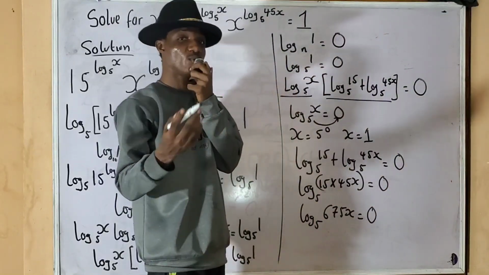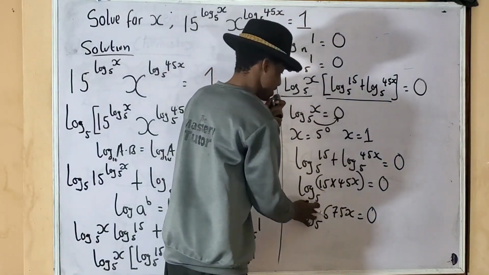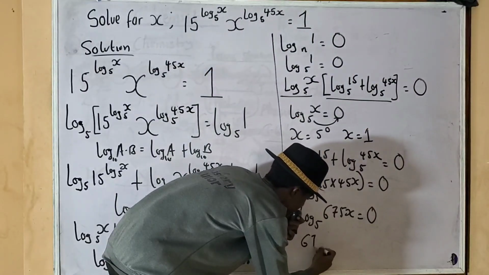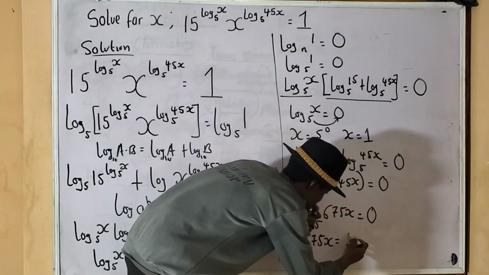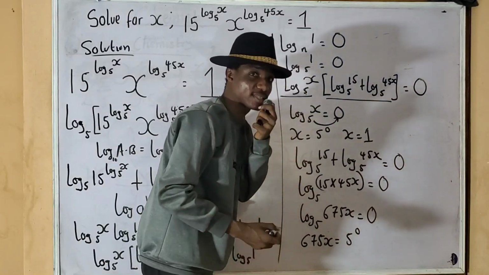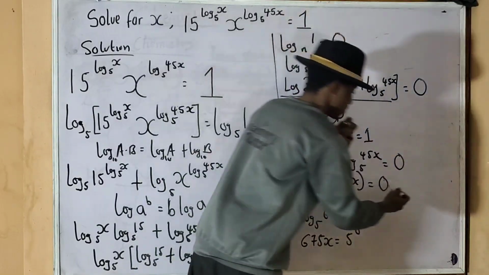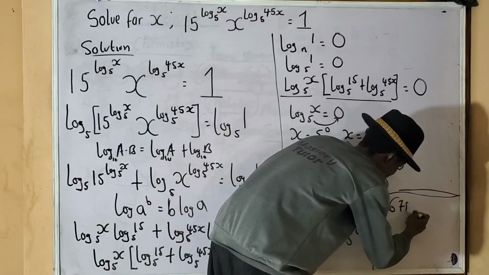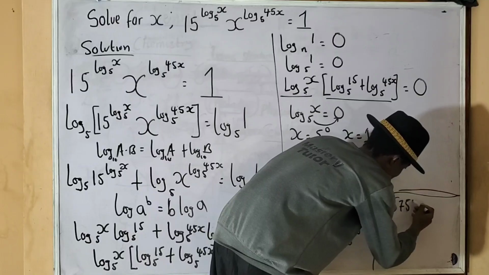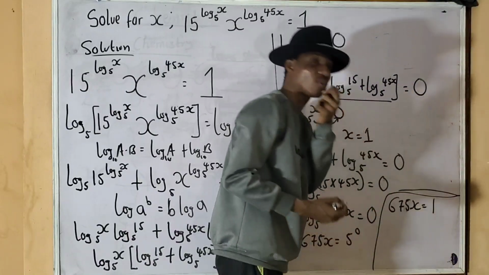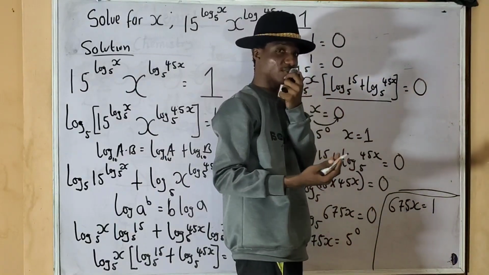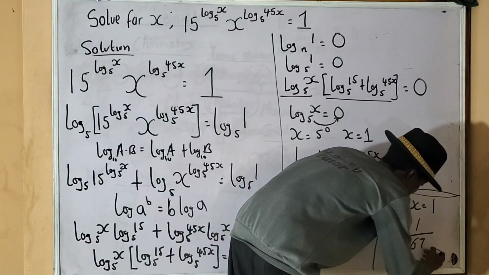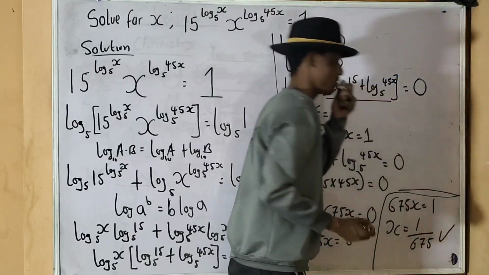Also, to get the value of x, I'm going to rewrite this in index form. So in index form, we're going to have 675x equals 5 raised to the power of 0, right? 5 raised to the power of 0 is 1. So permit me to create something like this. Here, I'm going to have 675x equals 1. To get the value of x, I'm going to divide both sides by 675. So x equals 1 divided by 675, and that is the final answer.